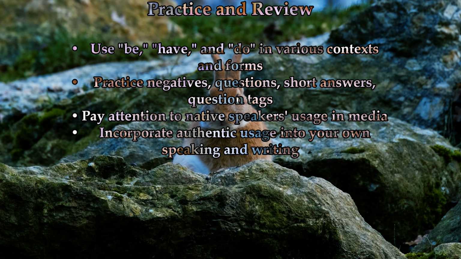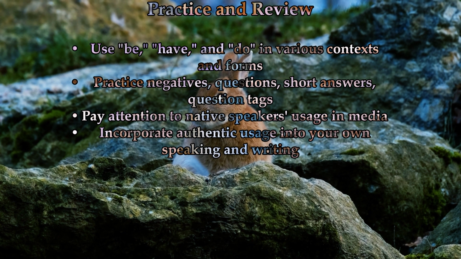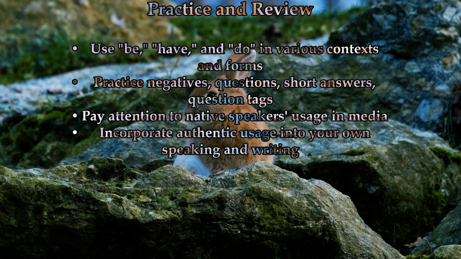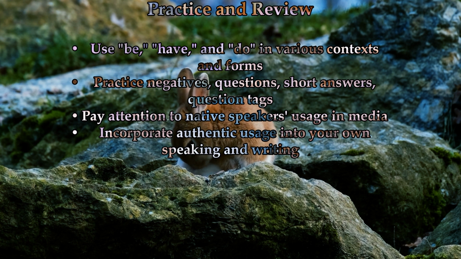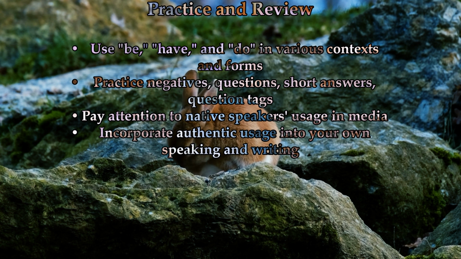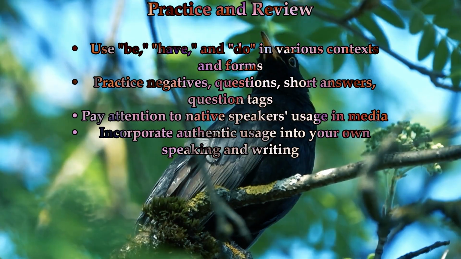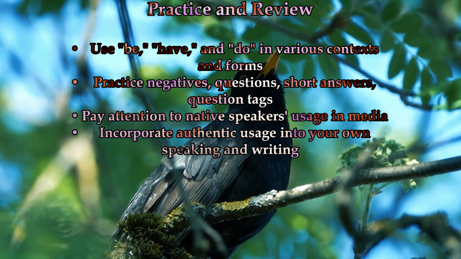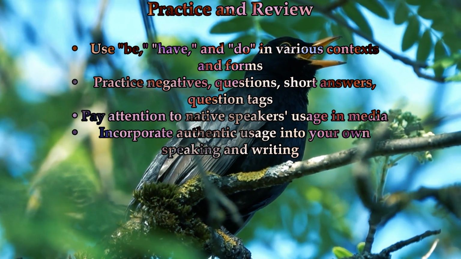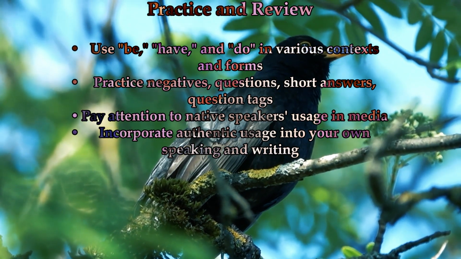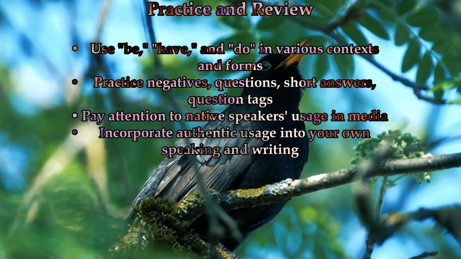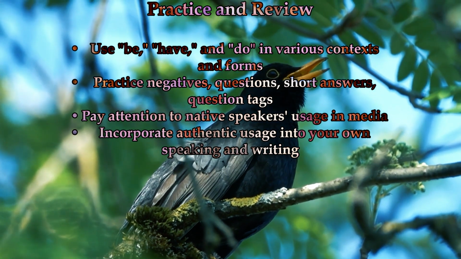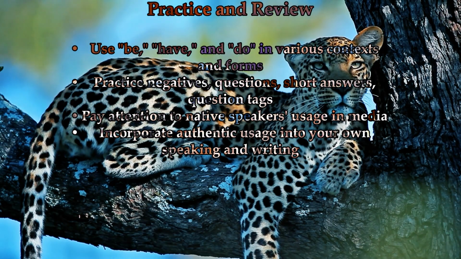Section 10. Practice and review. Mastering the essentials. To truly master the intricacies of be, have, and do, it's crucial to practice using them in a variety of contexts and forms. Embrace the opportunity to create your own sentences, experimenting with these verbs as main verbs, auxiliaries, and in their various tenses. Challenge yourself to form negatives, questions, short answers, and question tags, honing your skills with each attempt.